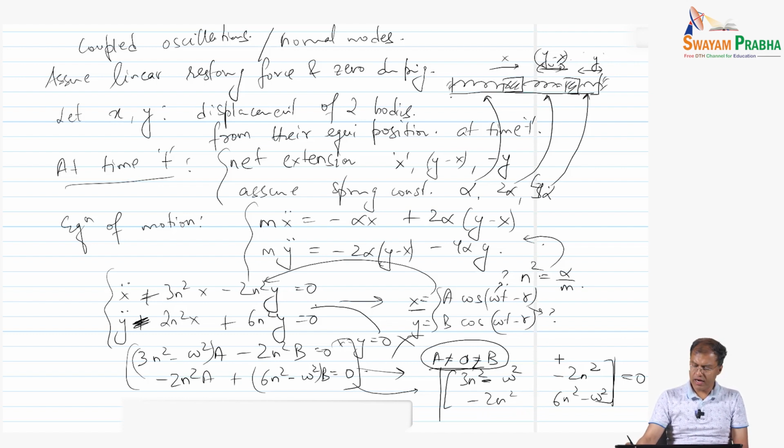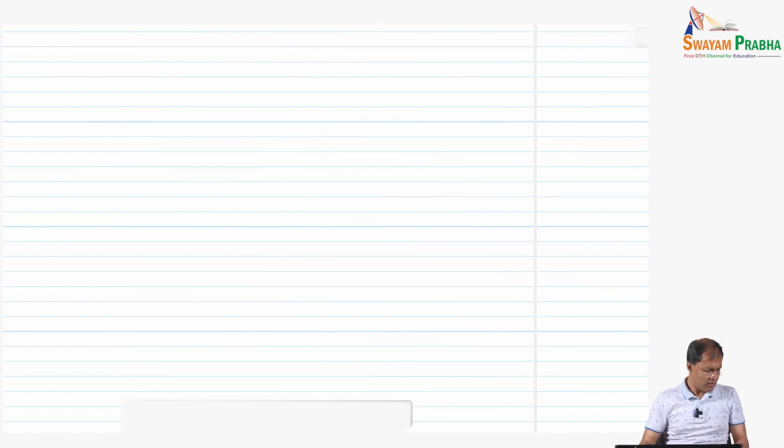And from here I can find that omega square comes out to be either 2n square, or it is 7n square. And these are my two roots of the system. And once we have omega, we plug it back into our form of solution that we had assumed: x is a cos(omega t minus gamma), and so on.